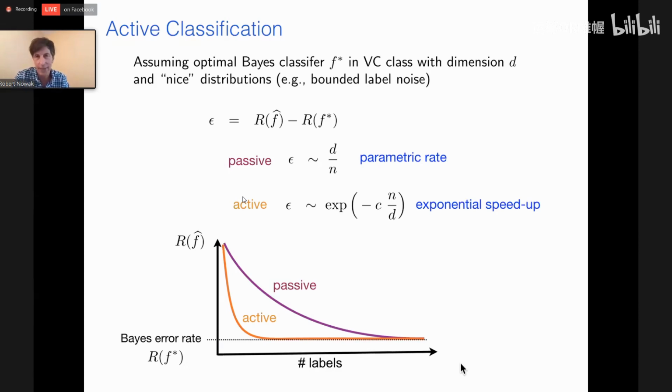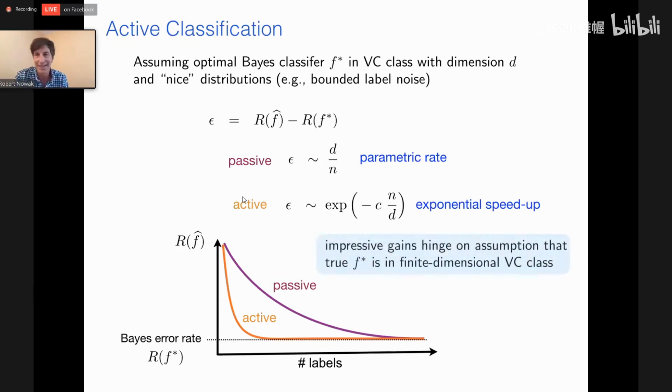And so again, you might say, well, fantastic, we get exponential speedups, that's wonderful, are we done? And the answer is, well, all those impressive gains hinge on a crucial assumption, and that is that the true F star, this Bayes classifier, is in this finite dimensional VC class that we somehow knew which VC class it was as well. And so that's where the problem shows up. That's why we don't see exponential gains usually in practice. It's back to what George Box says. All models are wrong. Whatever model class we're using isn't a perfect match to reality, and we need to face that fact and figure out ways to deal with that model mismatch.